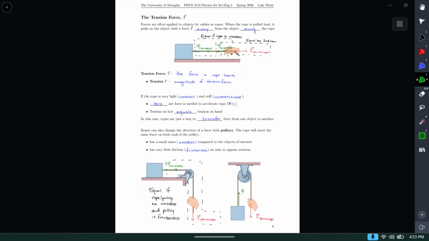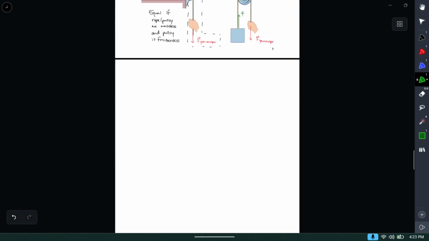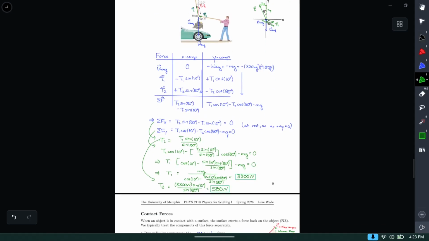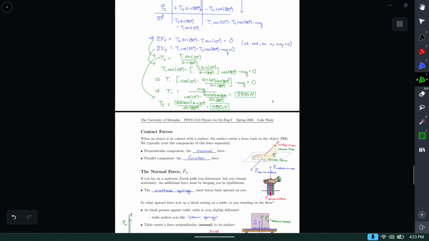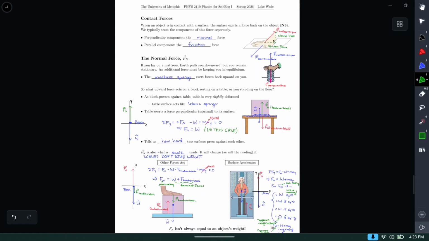Tension, I don't think, usually causes a lot of issues. It's just you pull on the rope, the rope pulls on whatever's on the other side of it. That's about it. Normal force is tricky sometimes. I'll come back to this question. I think someone asked something about it. I'll come back to that later.